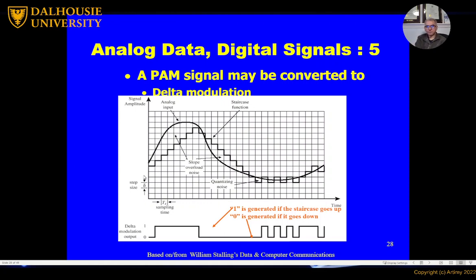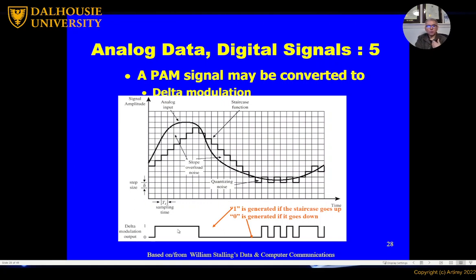So here, my analog to digital converter, what it does, it starts by saying, I'm starting at this level, and then when the original signal goes up, I am saying, well, the signal increased. Every time the signal increases, I'm sending 1 to say that the signal has increased. When the signal starts to go down, I say, well, the signal has decreased.